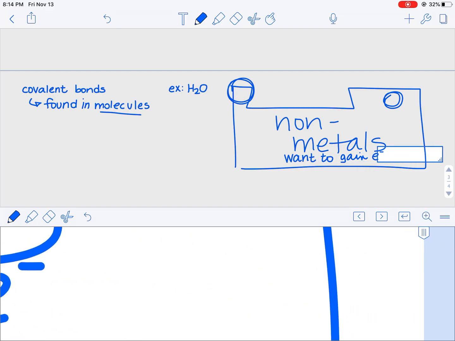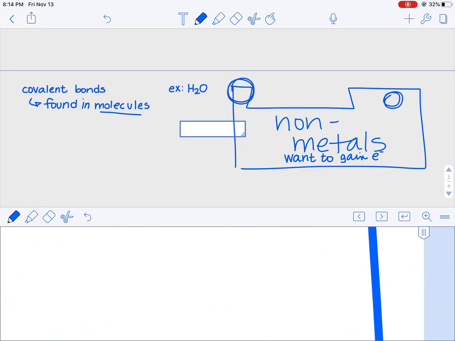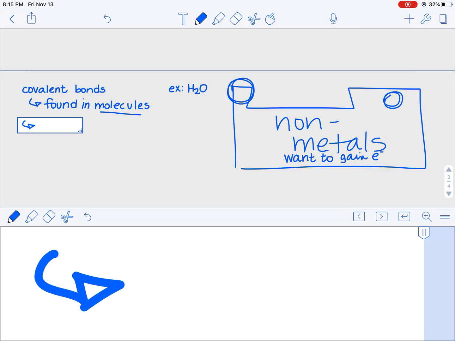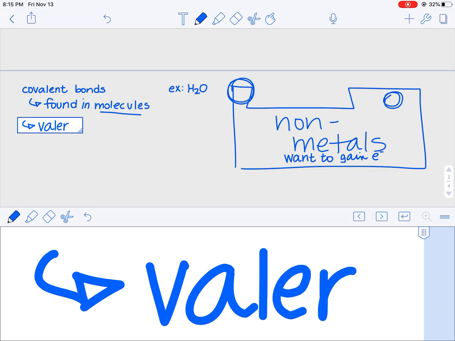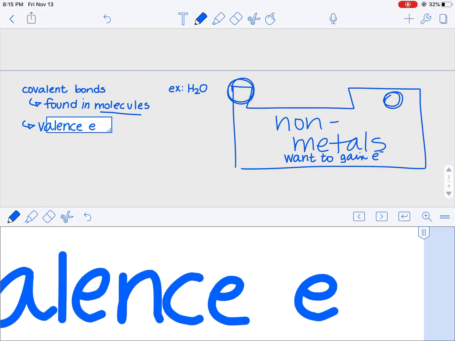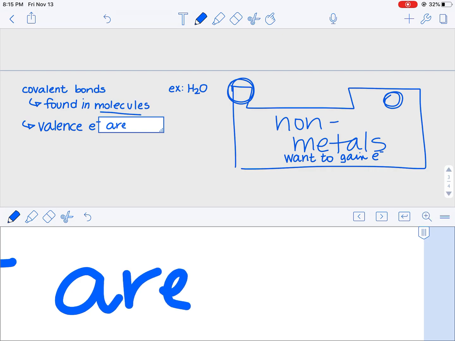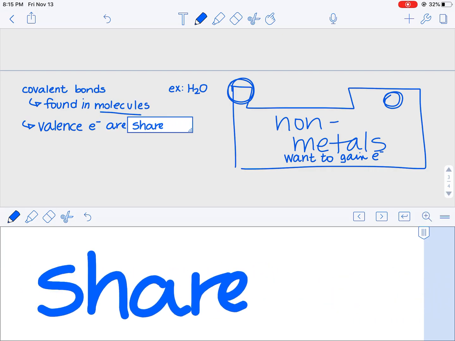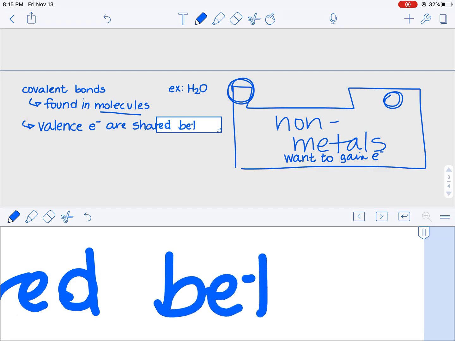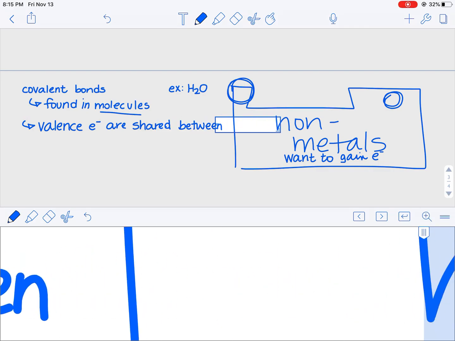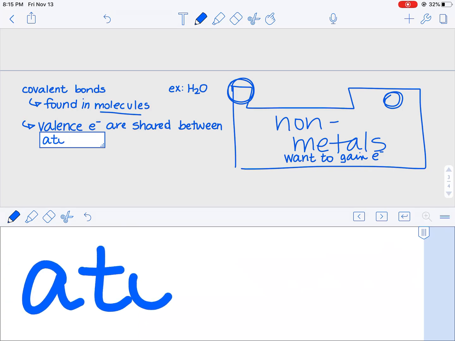But if you've got no one you're paired with who's willing to lose the electrons, the only way you can each be stable, happy, satisfied with a full valence shell is if you compromise and share your valence electrons. And that is how we define covalent bonds. The valence electrons are shared between atoms of nonmetals.